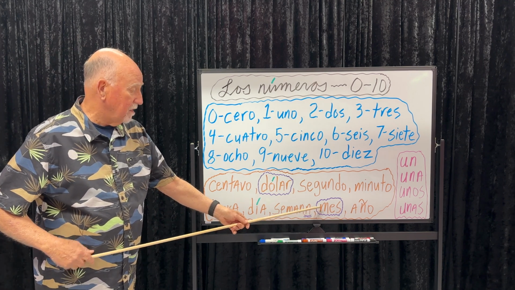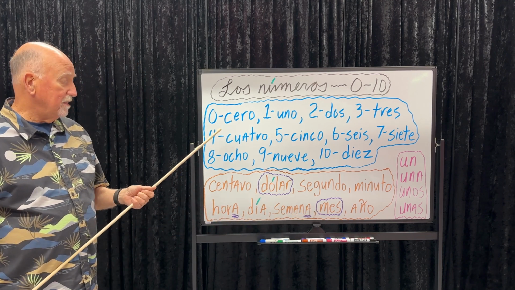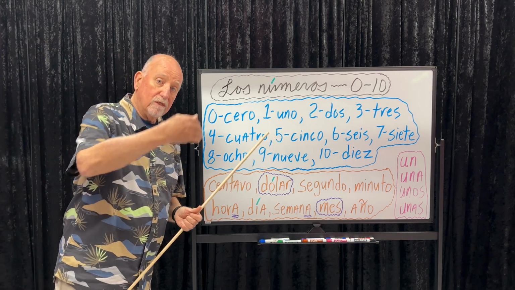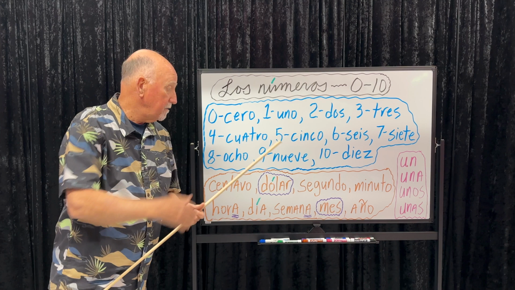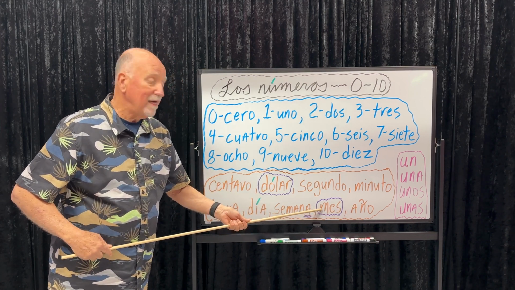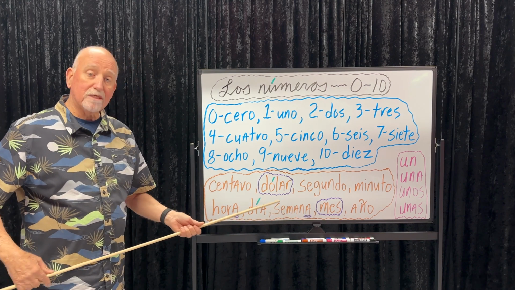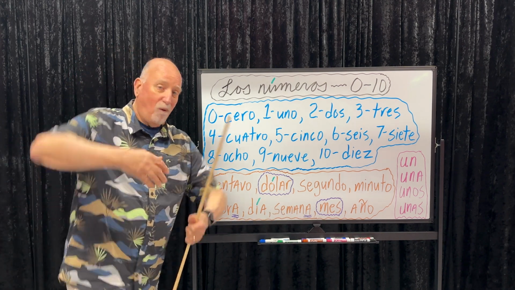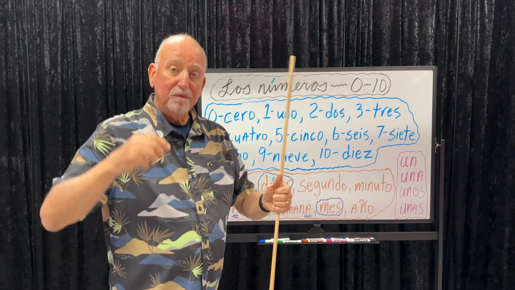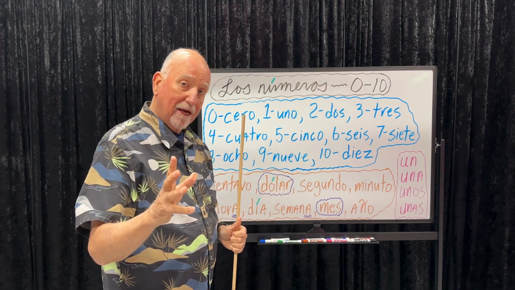Un mes, a month. We're going to spend a year in Europe. Vamos a pasar, we are going to spend. Vamos a pasar un año. A year. Un año. We're going to spend a month. Un mes. We're going to spend a week. Vamos a pasar una semana en la playa. Wow! Vamos a pasar una semana en la playa.